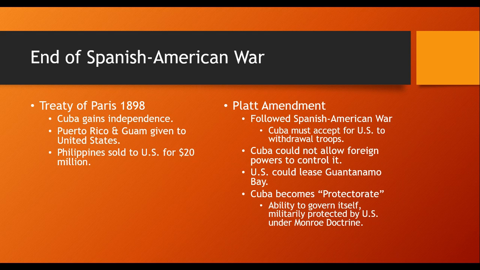We demand that Cuba gains its independence, and we want the territories of Puerto Rico, Guam, and the Philippines from Spain as spoils of war since we won. They're asking for peace. We won. Spain refuses, saying that that's too much territory. They will agree to Puerto Rico and Guam, but they want us to pay for the Philippines.